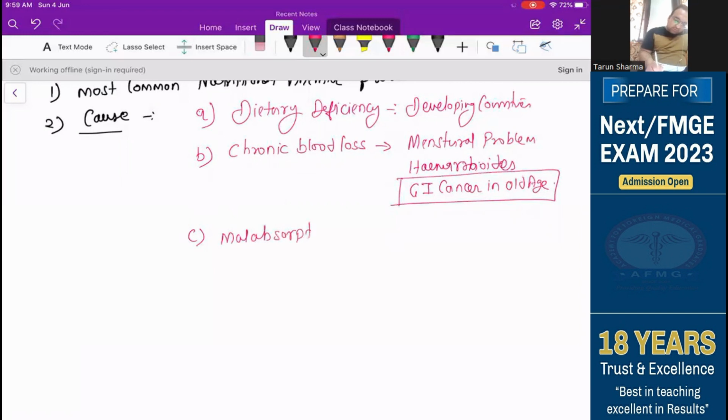Malabsorption disease. So what can be the disease in malabsorption conditions? What other diseases will be there? The most important disease is celiac sprue, Whipple's disease.